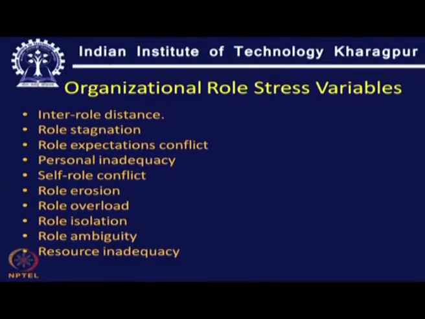Role erosion: when you find the role is getting eroded, and maybe it will become extinct in the organization because it is getting replaced by so many other things. Role overload is when you have a single role and it gets overloaded with demands from different aspects, too many things to be performed under one heading. Role isolation is when your role is isolated from the other roles in the organization, or it is not matching with your own expectations.